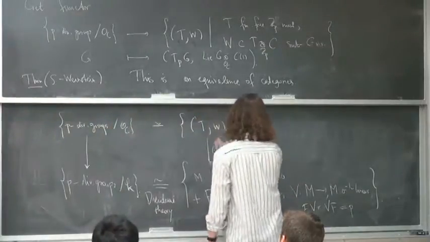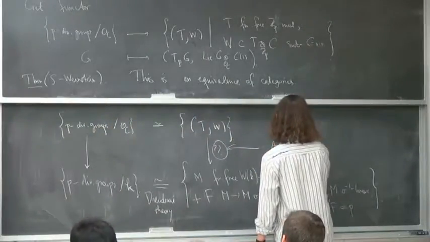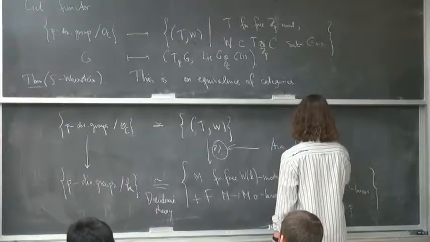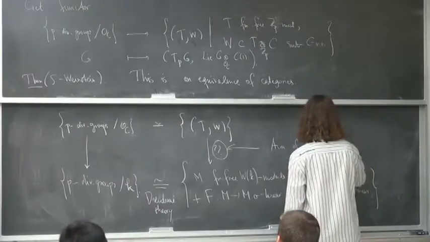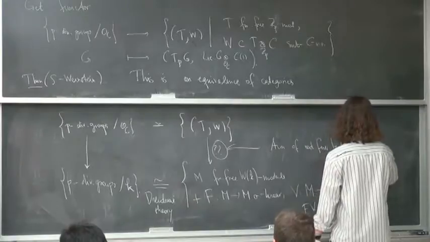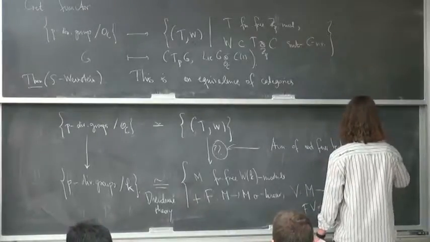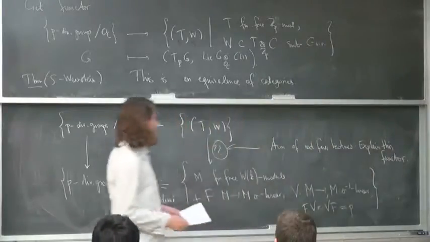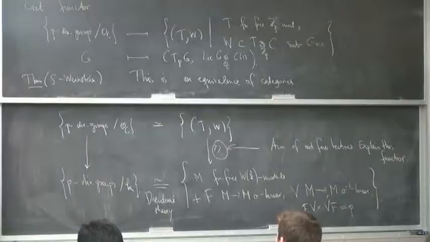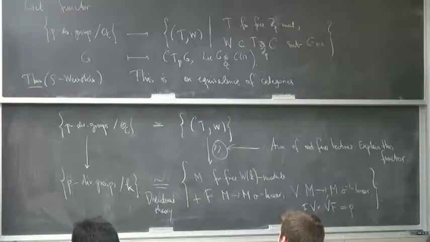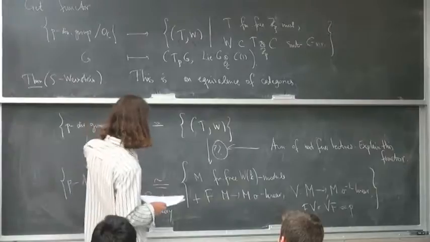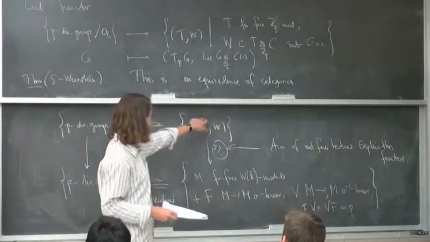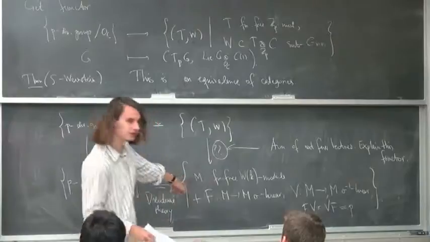So the aim of the next few lectures is to explain this functor. And of course, this functor is some kind of comparison functor between étale cohomology, which we're looking at here, and crystalline cohomology, which we're looking at down here.